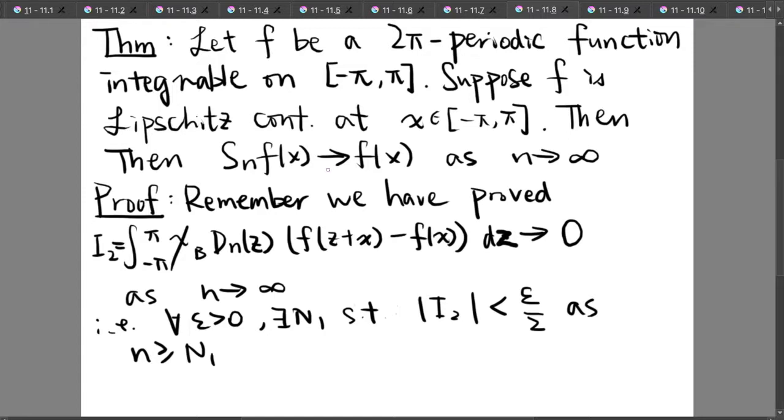So, how can we prove this? Well, first of all, we recall that I2 is equal to the integral from negative π to π of the Dirichlet kernel D_n(z) times f(z plus x) minus f(x), which tends to 0 as n tends to infinity. And by the definition of limit, it means that for all epsilon greater than 0, there exists an n1 such that the absolute value of I2 is smaller than epsilon over 2 as n is greater than or equal to n1. So this is not the issue we want to deal with. We want to deal with I1.